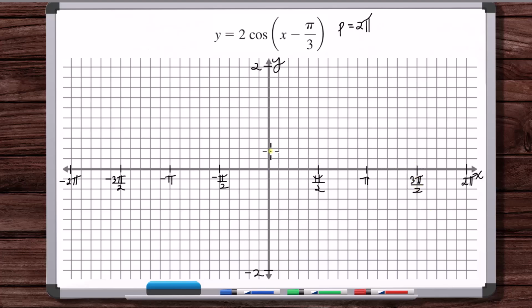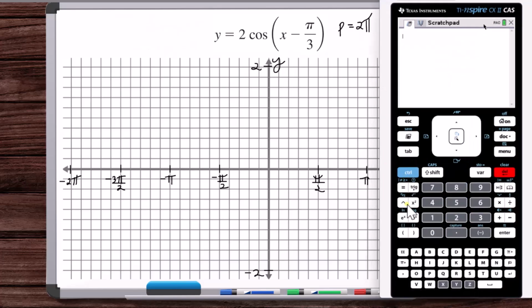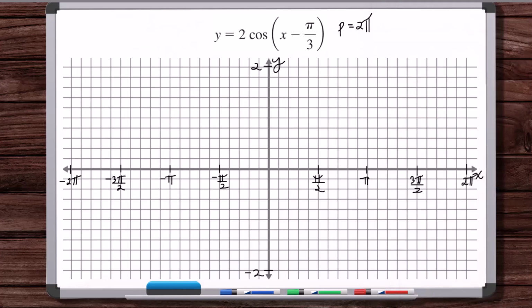Okay, so now let's see, pi over 3. There are 5 tick marks. What is pi over 2 divided by 5? It's pi over 10. So each tick mark is pi over 10. Now how many tick marks is pi over 3? So we want to do pi over 3 divided by pi over 10. 3 1/3 tick marks.